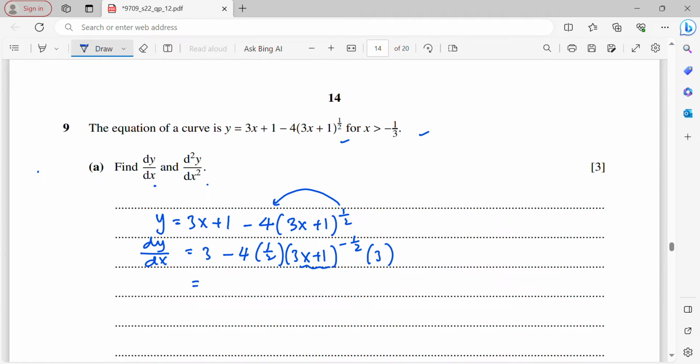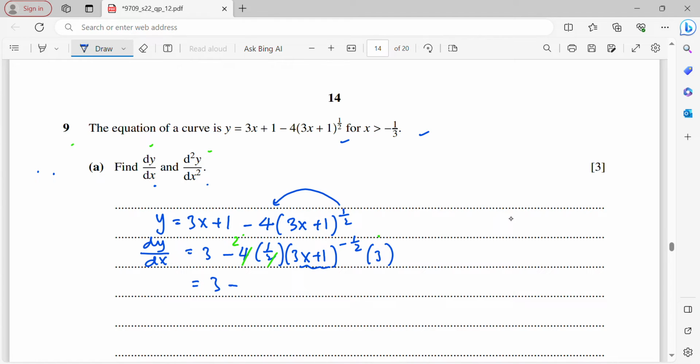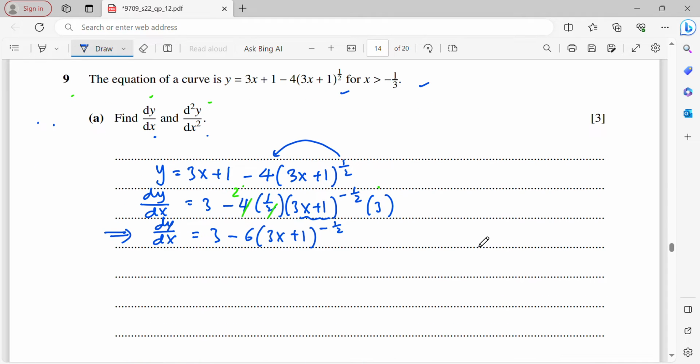So now I simplify first, because I need to get this dy dx and d squared y over dx squared. Then this part cancel off, becomes 2. This 2 and 3 becomes 6. So I will get 3 minus 6 bracket 3x plus 1 to the power of negative half. So this is my dy over dx. Okay, now d squared y over dx squared.